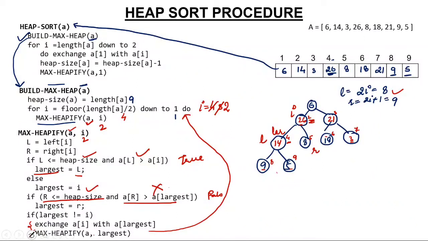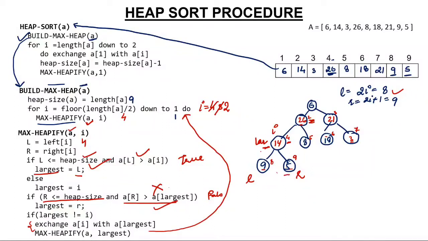Now again I'm calling MaxHeapify with A and largest. What is largest? 4. So again I'm calling it with value 4. What will happen now? I will come here because I has now become 4. L will be left I, R will be right I. Again, is this greater than this? No. Is this greater than this? No. Since both are not greater, this condition will become false. So I'll execute the else part. So largest will be I. If this is not greater than this, which will be the largest? This.